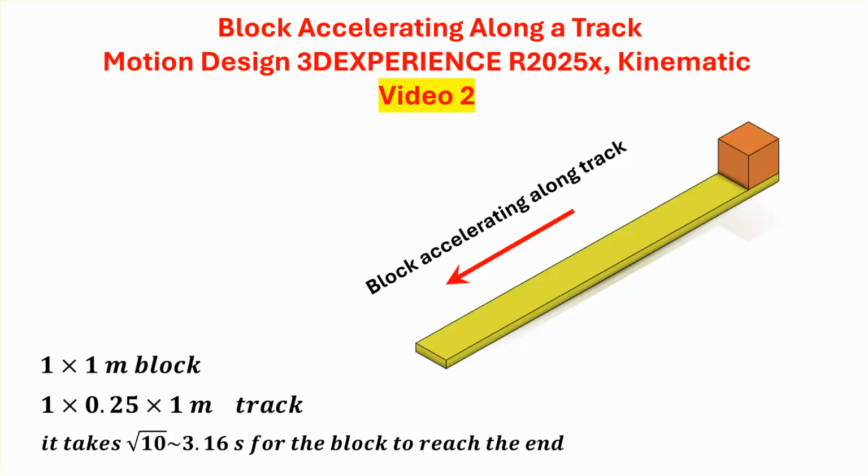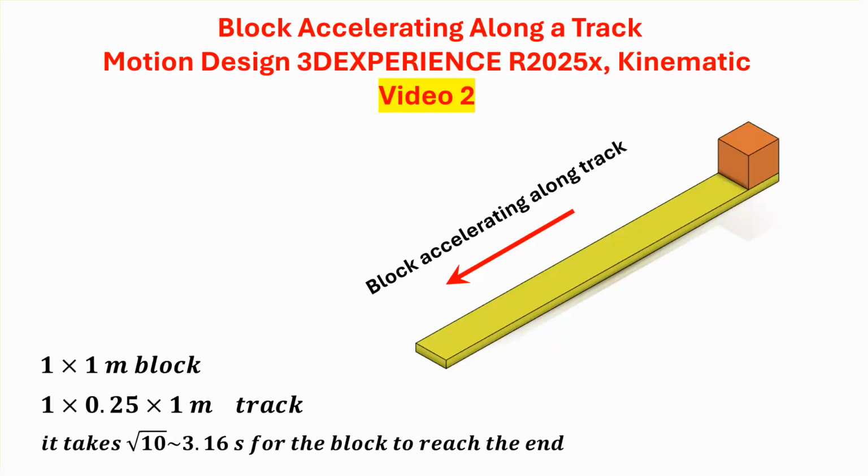Hello folks, this is tutorial number 2, or video number 2, in a playlist called Kinematics and Motion Design App in 3D Experience. What we have here is a block. The dimension of the block is 1 meter by 1 meter, which is accelerating down a track in a prescribed way.